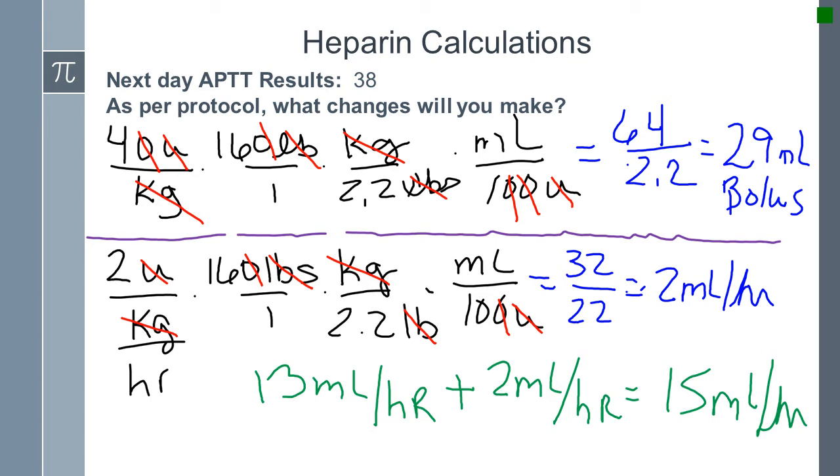And so with my math, I've got 4 times 16, which gives me 64. And then on the bottom, I have the 2.2. So when I take 64 and divide that by 2.2, I get 29.09090909. So we're going to do 29 milliliters. This is our bolus.